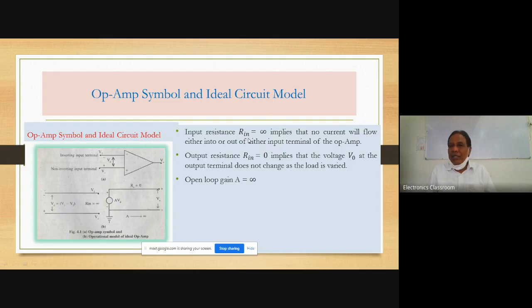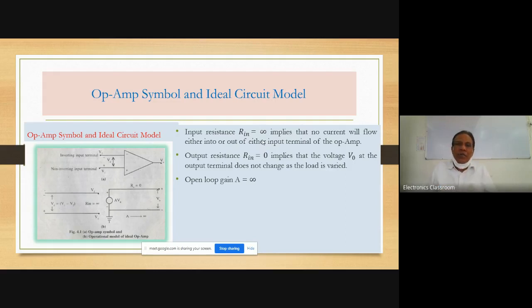म्हणजे assumption काय झालं? Rin equal to infinity. आणि त्याचं implication काय झालं? Input resistance infinite असल्यामुळं the current does not flow into the op amp or out of the op amp due to the infinite resistance. Infinite resistance चा अर्थ काय होतो? The meaning of infinite resistance is that there is a tremendous opposition, and that opposition cannot allow current to flow into the op amp or out of the op amp.